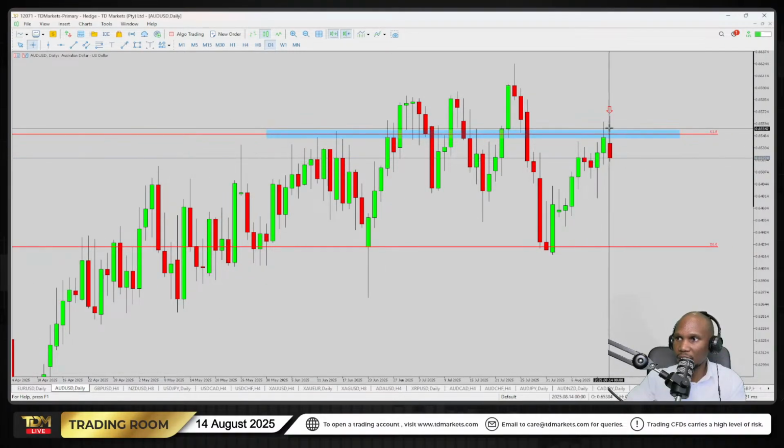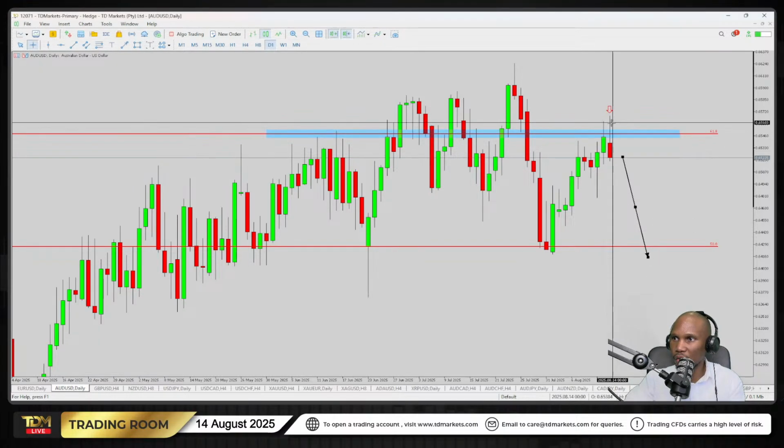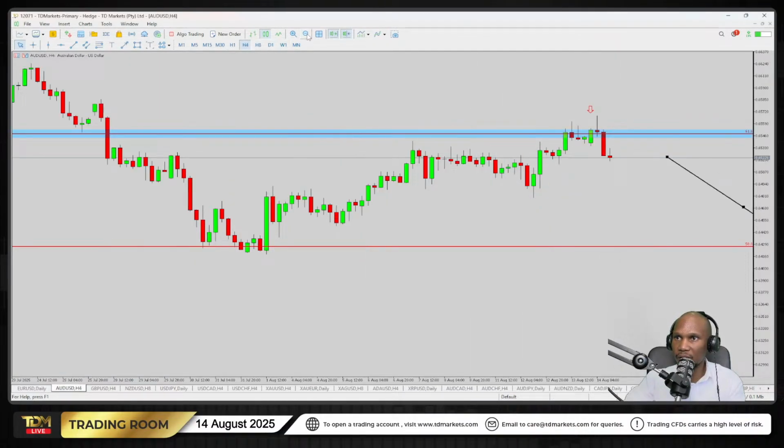Should this candle close like this, indicating a rejection, then we're anticipating a lower high to form, and one more push down. So with AUD USD, I'm watching out for one more push down with this one. We need this resistance to hold strong.